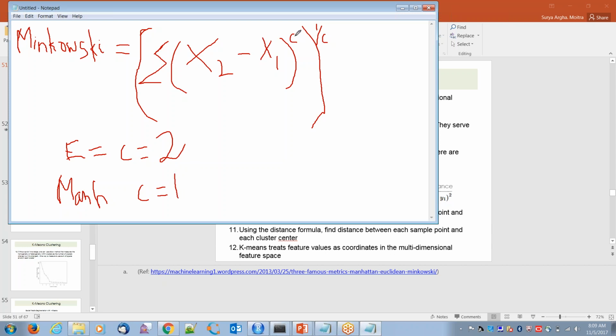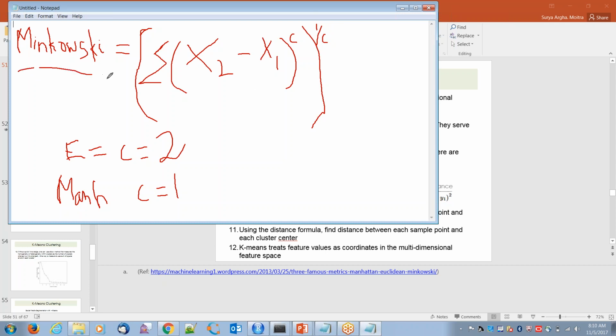So if C is 1, that means we were just taking the difference and then obviously doing a mod so that the sign doesn't come, and then 1 by C is basically 1 by 1, so it's just 1, so anything to the power of 1 is just that number. So that was Manhattan. For Euclidean we were squaring it and then doing a square root, right? Square root is multiplying by the power of half. So this is the actual formula.